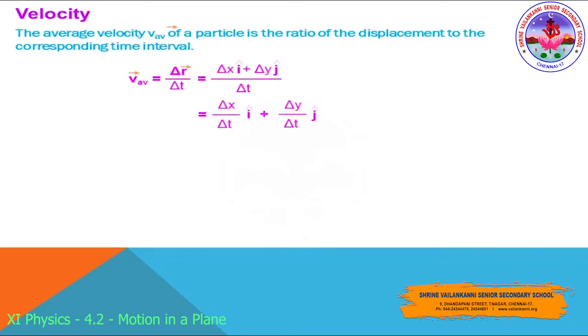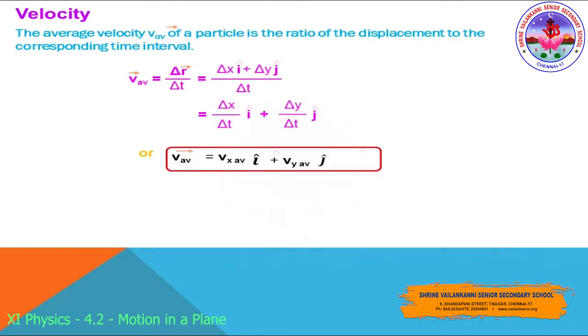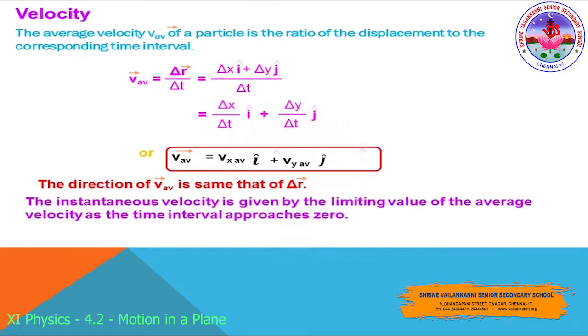So del x by del t is nothing but d by dt of x. We can rearrange and write this formula as dx by dt i cap plus dy by dt j cap also. So that is the final formula: V average vector is equal to Vx average i cap plus Vy average j cap, right? The direction of both the position vector and the V average is the same.